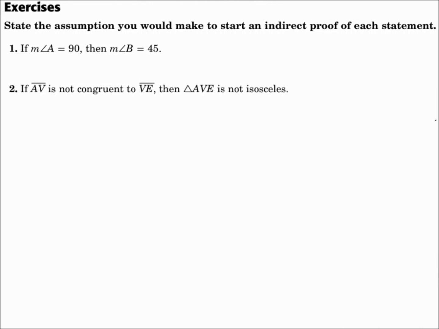State the assumption you would make to start an indirect proof of each statement. If the measure of angle A equals 90, then the measure of angle B equals 45. Well, we need to assume the opposite of the conclusion. And the opposite of the conclusion would be that the measure of angle B is not equal to 45.